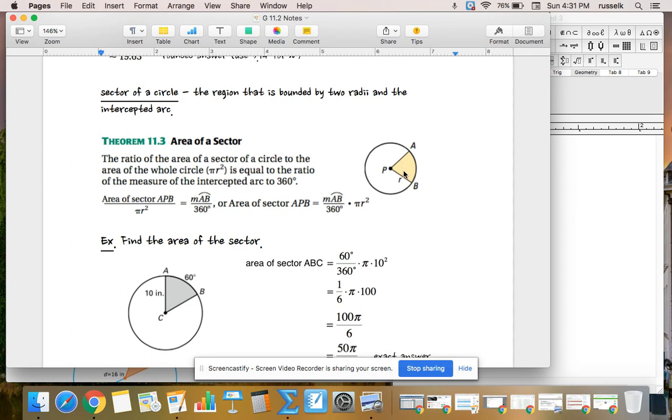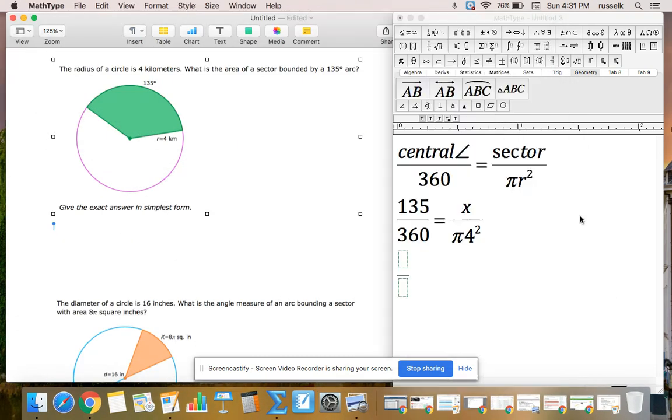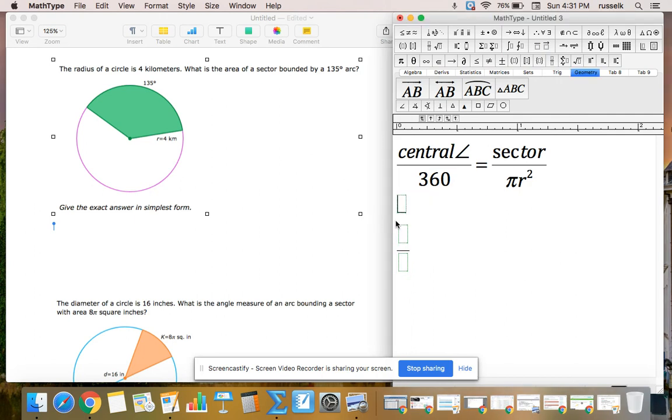So we're going to start this problem very similarly. We're going to look at the central angle over 360 and set that equal to the sector over the total area. So looking at a few examples, we want to start off with this proportion pretty much for any problem where we're dealing with the area of a sector. We're going to find our central angle over 360, that's the part over the total, and set that equal to the area of the sector, which is the part over the total area, which is pi r squared.